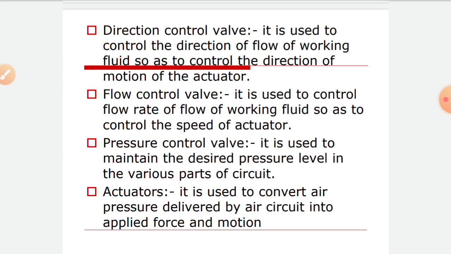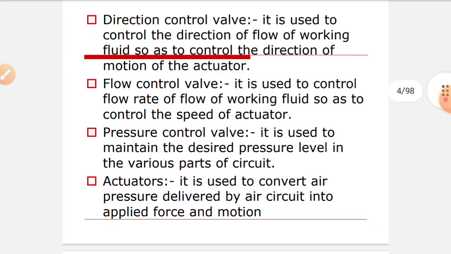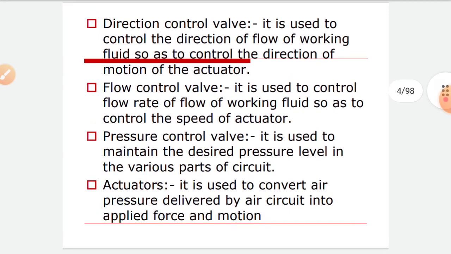Next one is pressure control valve. Pressure control valve is used to maintain the desired pressure level in the various parts of the circuit. So next point is the actuator. Actuator is used to convert air pressure delivered by air circuit into applied force and motion.